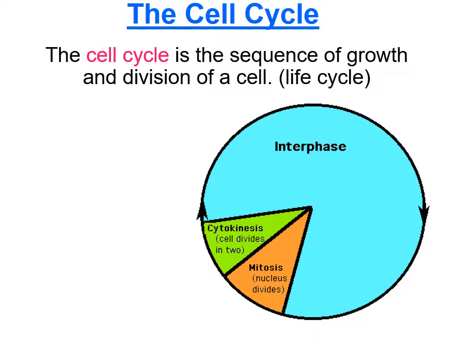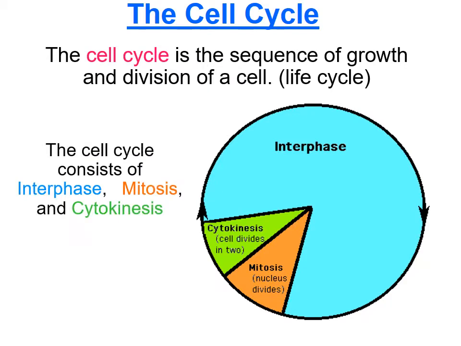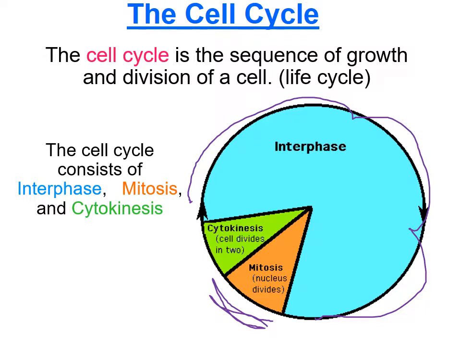The cell cycle is broken into three separate phases, and each one has its own specific purpose. So we have one entire cycle called the interphase. This is part 1. Part 2 of the cell cycle is mitosis. This is where nuclear division happens. And then the third part is cytokinesis, and this is the division of the cytoplasm of the cell.